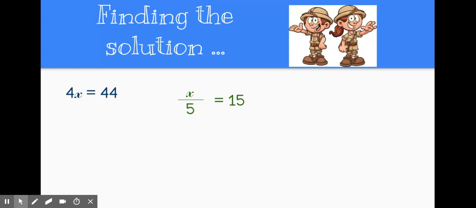But if an unknown is being divided by a number, to undo that, we need to multiply both sides by that number. Now, don't worry if that sounds a little confusing right now. It'll make a lot more sense after you've seen a few examples. Let's start with this one. 3x equals 15.